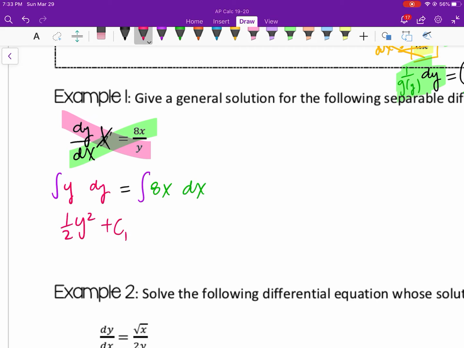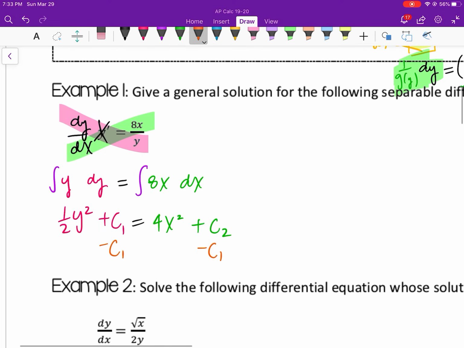Now, technically, there's a plus c. We're going to have lots of c's, so we're going to call that guy c1 for now. And the right-hand side would become 4x squared plus c2, we'll call it. Now, we don't often write the constants on both sides because notice that we can subtract the c1, whatever it may be, from both sides. And then we have 1/2 y squared equals 4x squared.